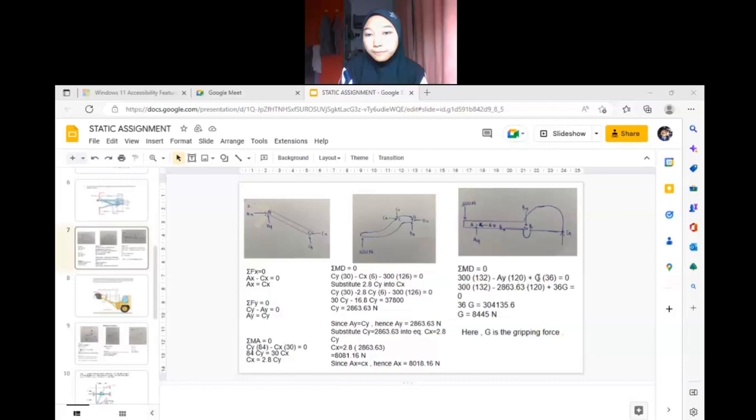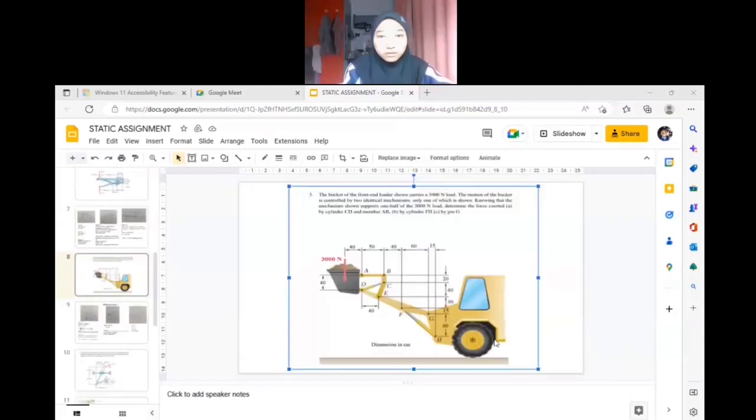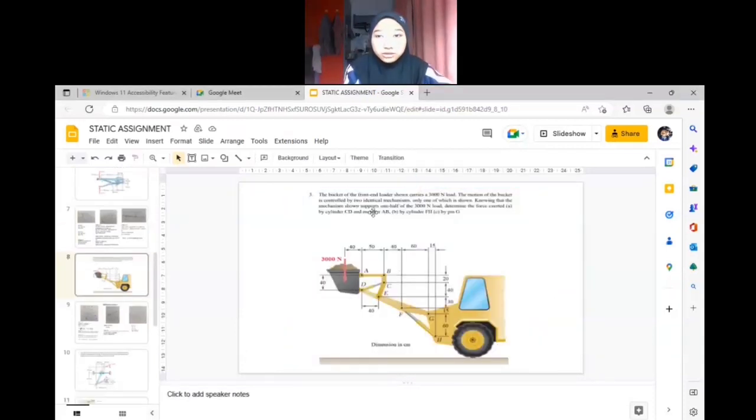As you can see here, G stands for the gripping force. So when you substitute, you can get the value of G, which is the gripping force. Next, we move on to the next question.